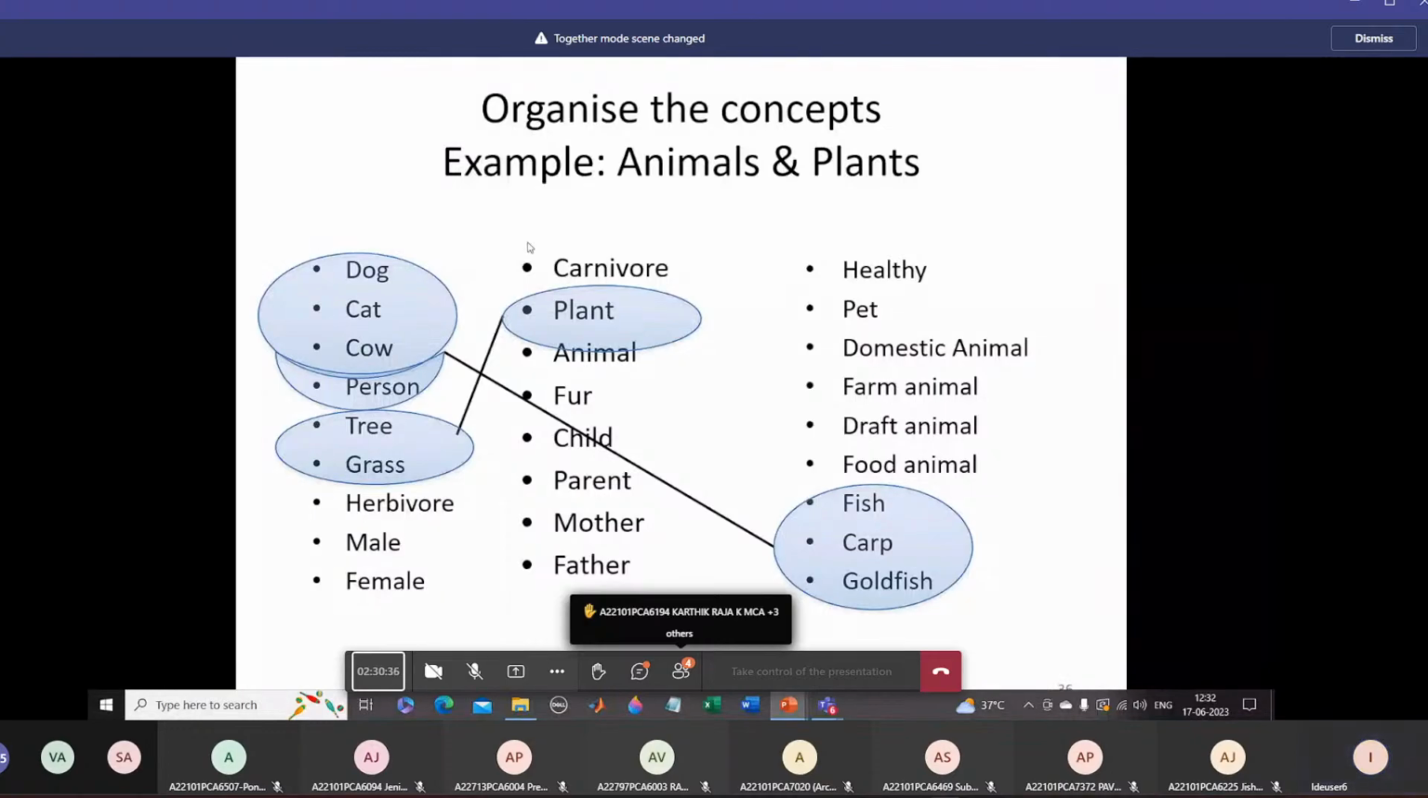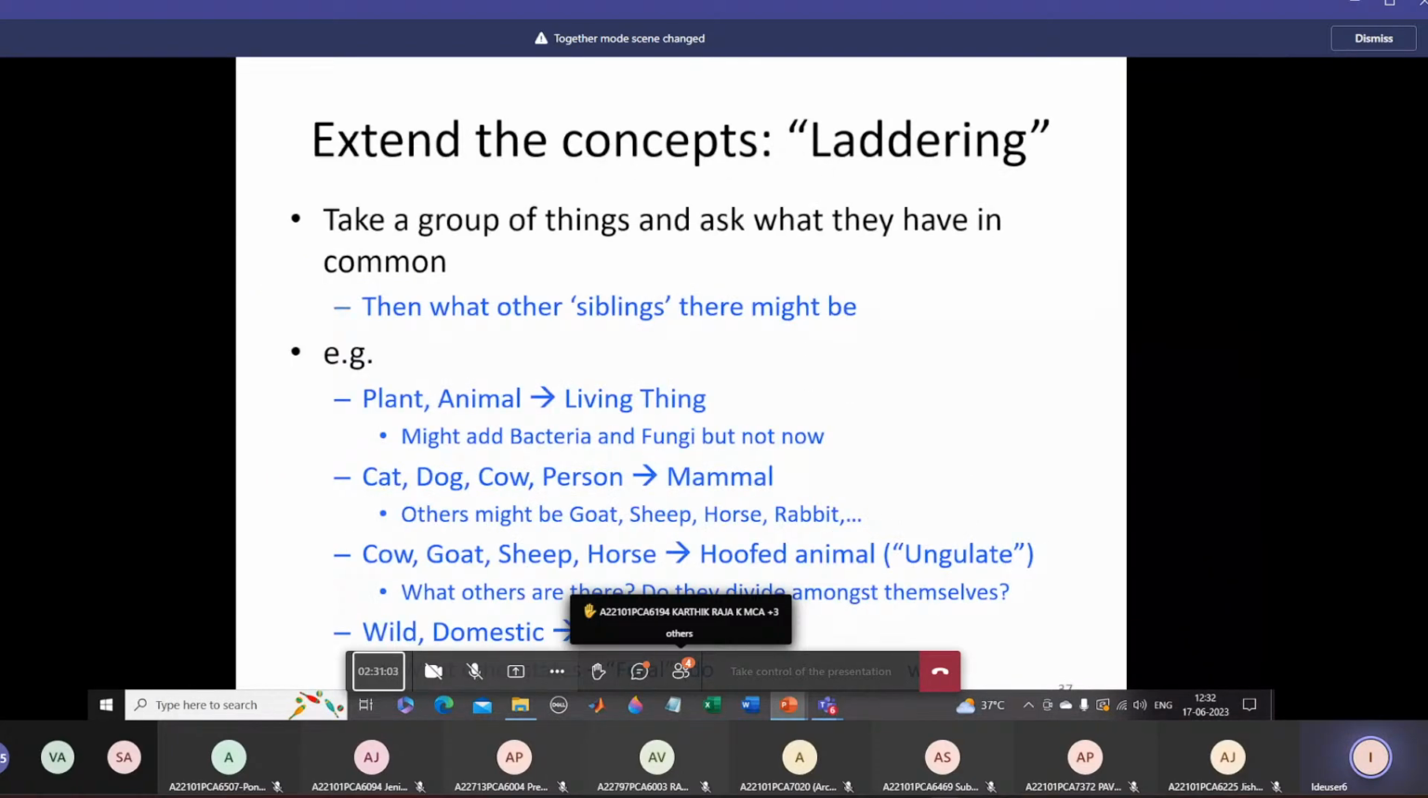And now how are we going to organize the concepts, animals and plants? So you can say dog, cat, and cow. Okay. How are we mapping it? Okay, this we take as tree, grass. Somehow we have to map it, organizing the concepts. Just see. Okay, extend the concepts. So take a group of things and ask what they have in common. Okay, so you can say plant and animal are living things. Then cat, dog, cow, all these are mammals. So like that you can group it.